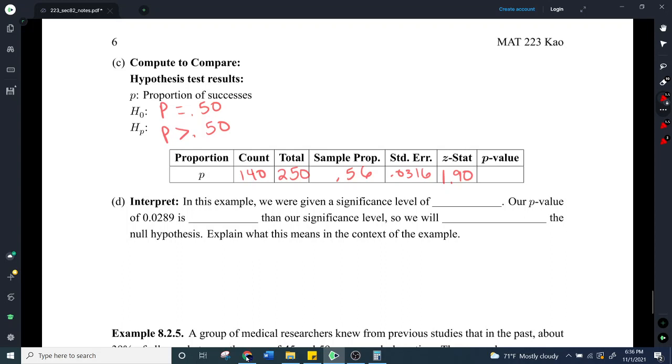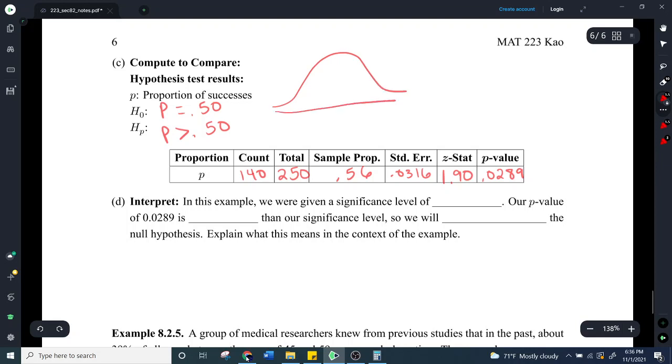The associated p-value with that is 0.0289. Let's make a quick sketch of what this would have looked like. So here's my distribution. Let's use z-scores to do this. I'm going to put 0 in the middle. My z-score was 1.9, which was right here. Which way would I shade? Because it was a right-sided test, right? Greater than. I'm going to shade to the right. So the p-value that StatCrunch gave me, this 0.0289 number, represents the shaded area.